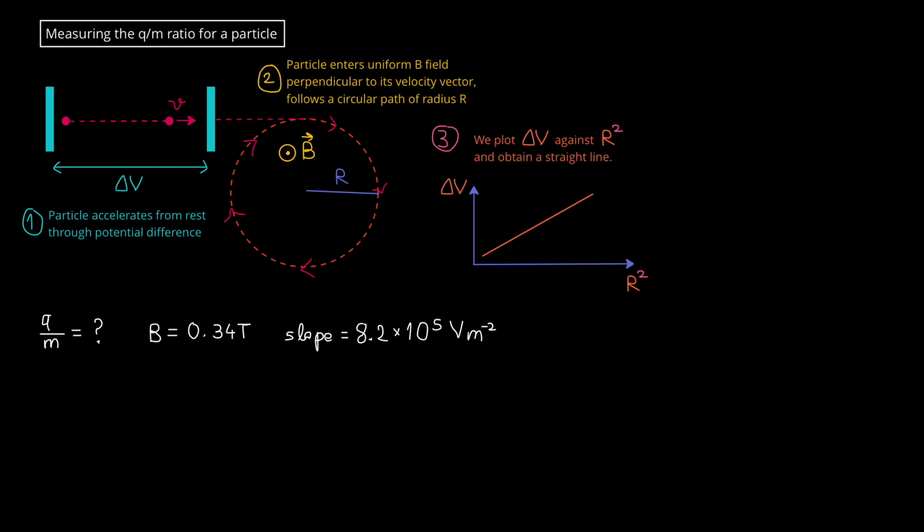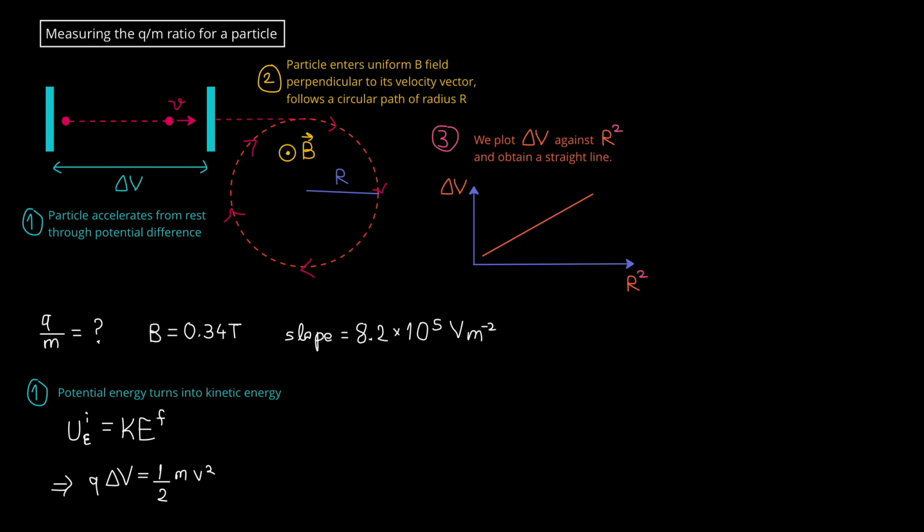The question is, what is the charge to mass ratio for this particle if the magnetic field has magnitude 0.34 Tesla and the slope of the best fit line is equal to 8.2 times 10 to the 5th volts per meter squared? How can we solve this problem?